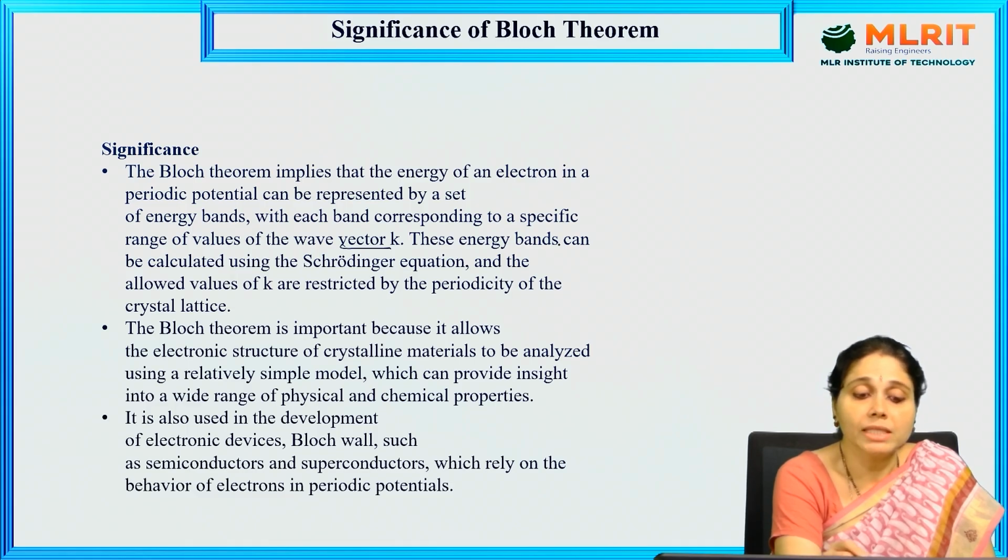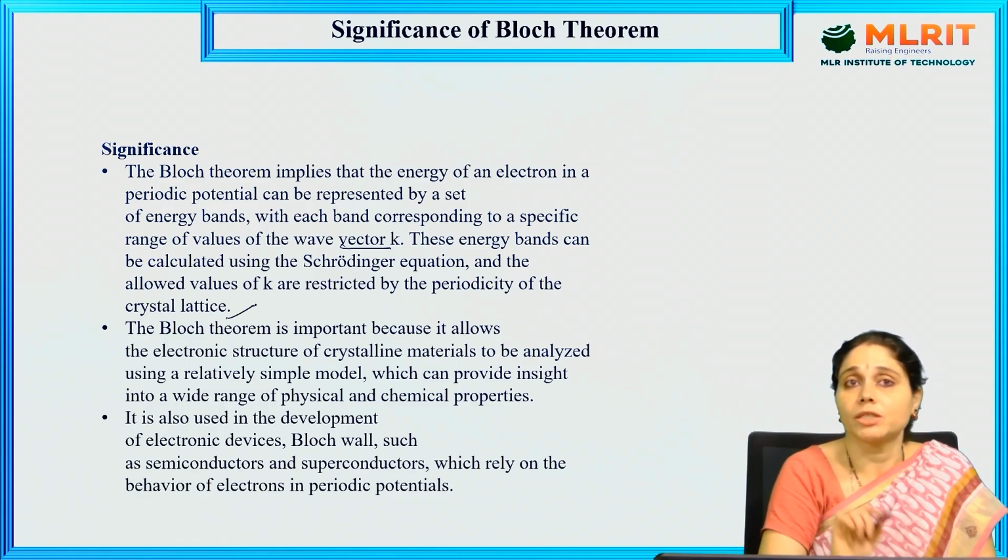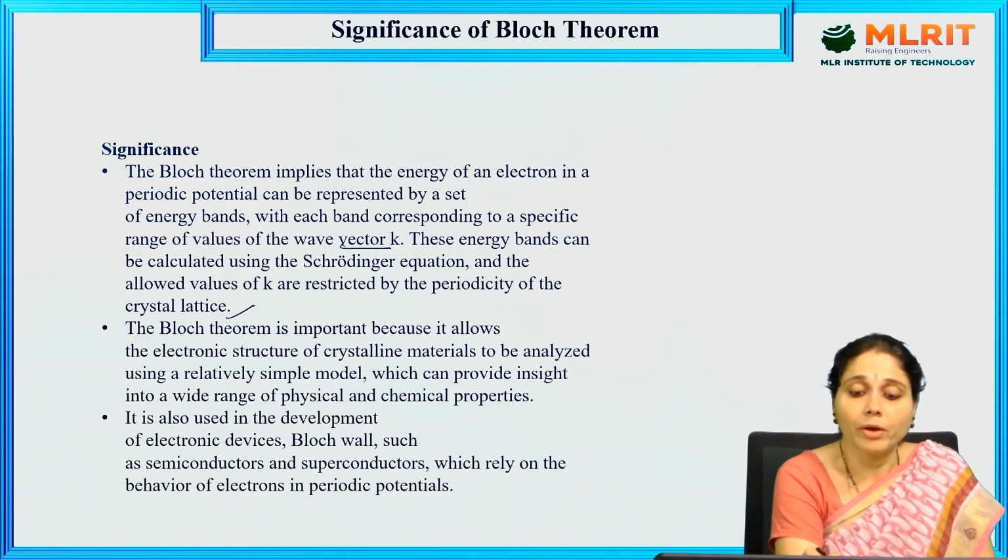These energy bands can be calculated using the Schrödinger wave equation, and the allowed values of k are restricted by the periodicity of the crystalline lattice. Periodicity means regular repetition. The Bloch theorem is important because it allows the electronic structure of crystalline materials to be analyzed using relatively simple models, which provide insight into the wide range of physical and chemical properties.